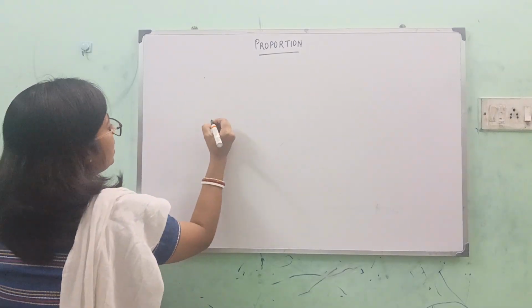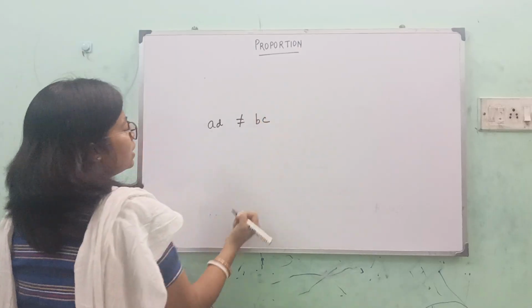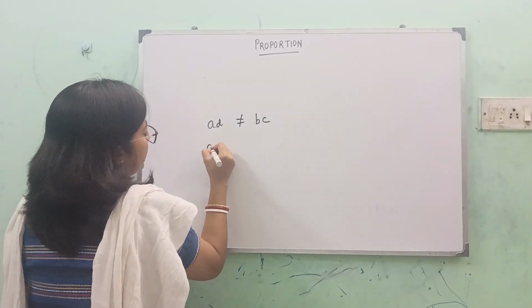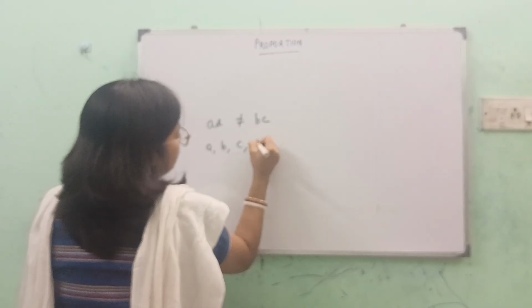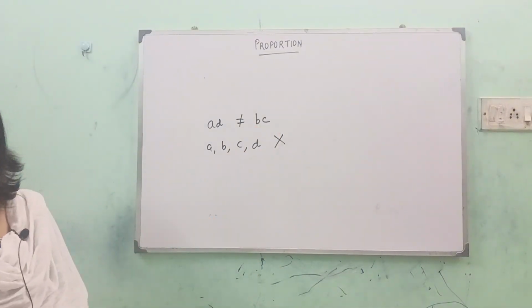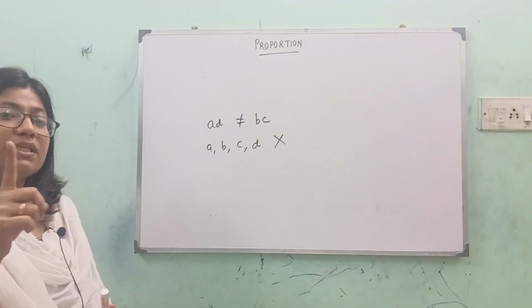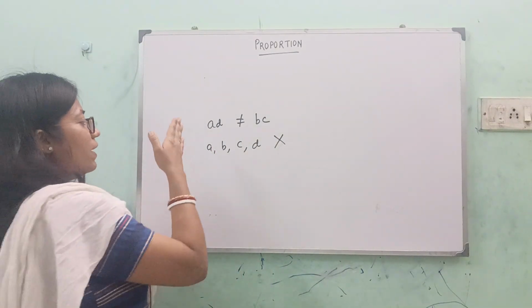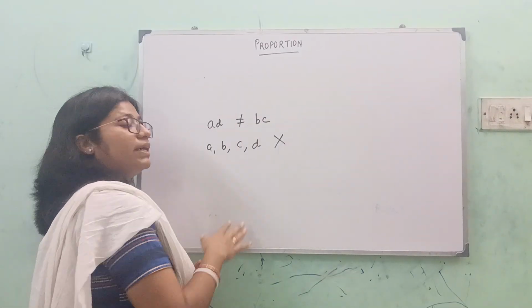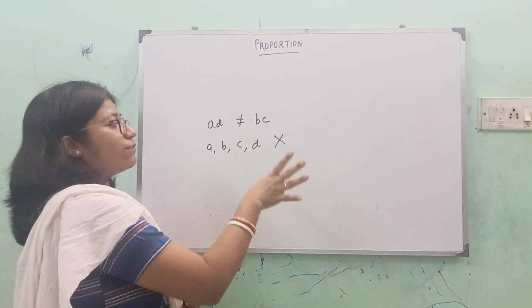Now, if we see that AD is not equal to BC, we can say that A, B, C, D are not in proportion. So, if AD is equal to BC, we can say A, B, C, D are in proportion. And if AD is not equal to BC, then A, B, C, D are not in proportion. So, this is a test for proportionality.